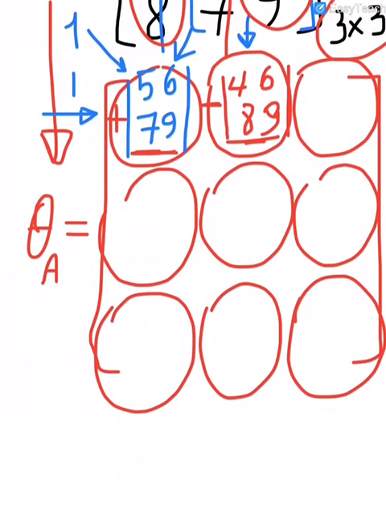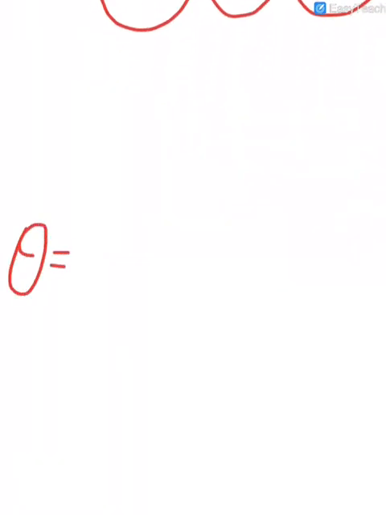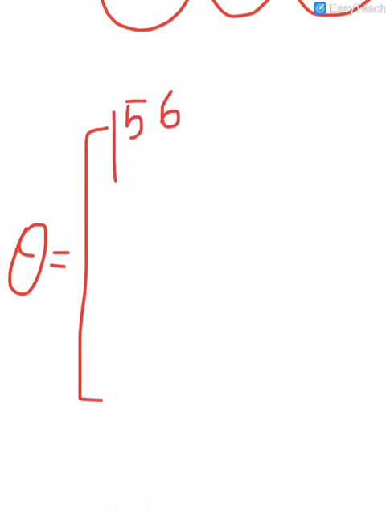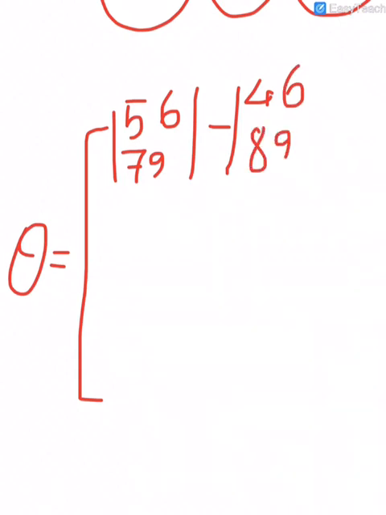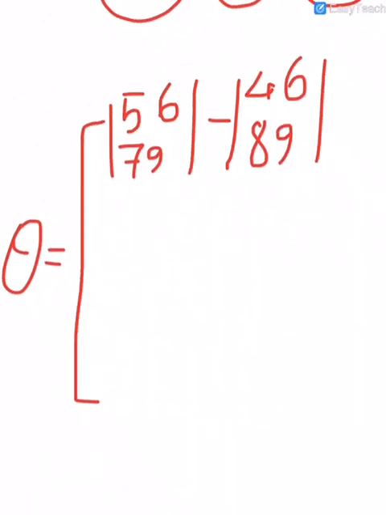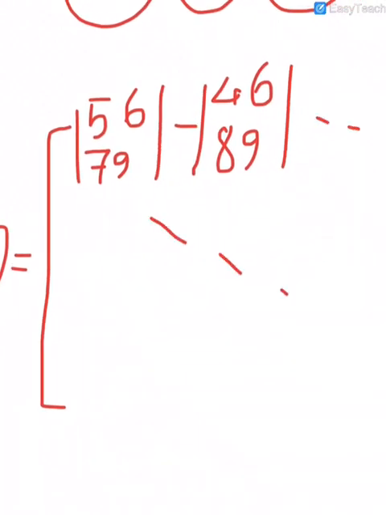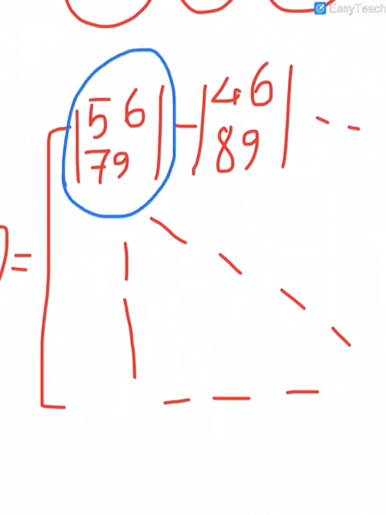If you continue to do this, you will get the matrix like this. The first row would be 5, 6, 7, 9, minus 4, 6, 8, 9, and I don't want to write the other cases. It's going to be the same. Each element is a 2 by 2 determinant, which we know how to calculate. I told you just before.